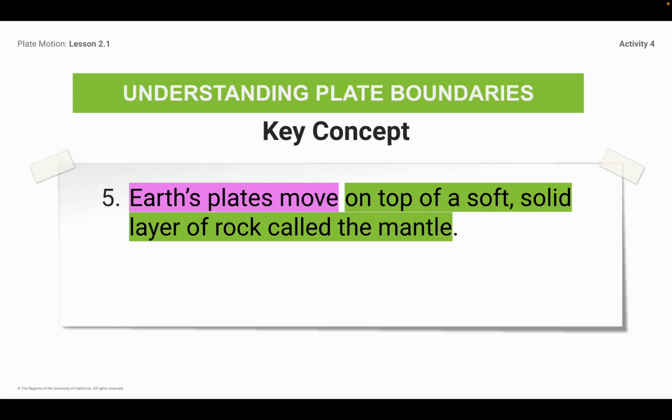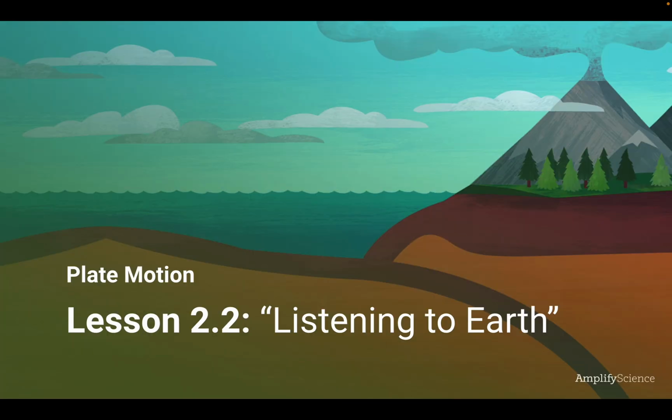So here's our key concept number 5. The first part of that I highlighted in pink because that is our key concept number 4 from PB1. Earth's plates move. But then the key concept number 5 says they move on top of a soft, solid layer of rock called the mantle. Kids are going to be coming in here, so I'm just going to go through this real quick.